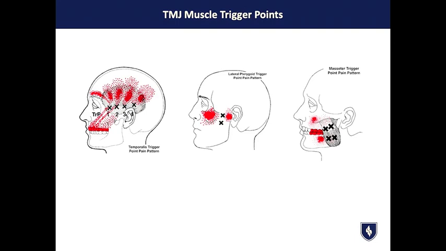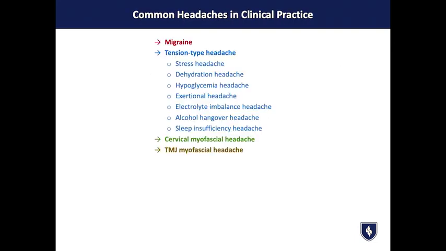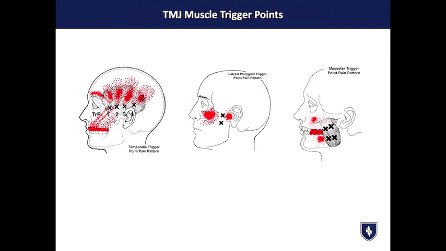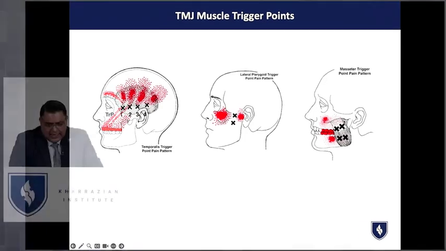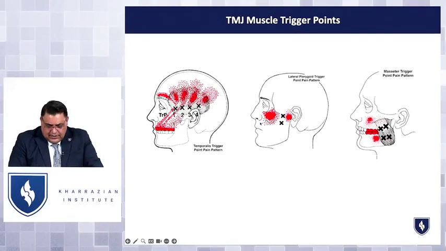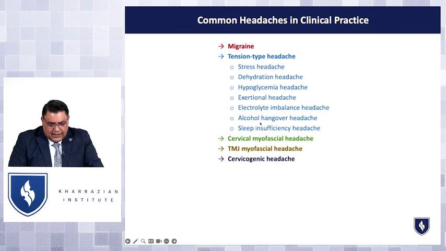There's also TMJ myofascial headaches, where sometimes people have bruxism, or they clench their teeth at night, or they may have had some trauma to their jaw, and all of a sudden the muscles get tight, and they start to get headaches all over. And it's just these muscles, the masseter muscles, the pterygoid muscles, the temporalis muscle, they start to refer to different parts of the head, and these cause their own form of headaches.